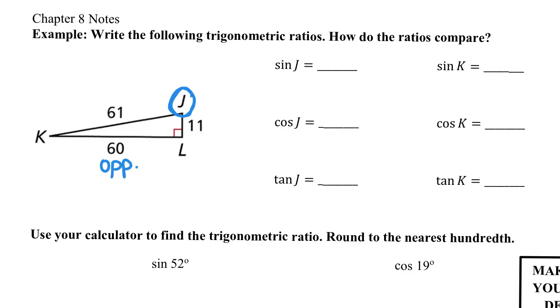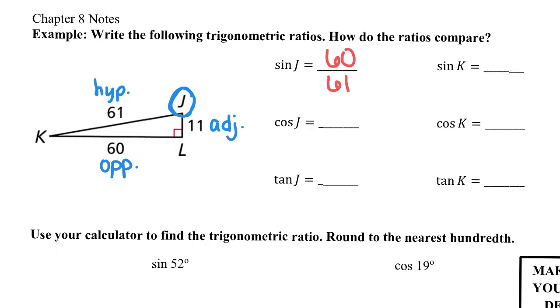The side adjacent to J would be 11, and then 61 is the hypotenuse. So when I am looking for the sine of J, I'm looking for the ratio of the opposite compared to the hypotenuse, which would be 60 over 61. And that's all that we're looking for.